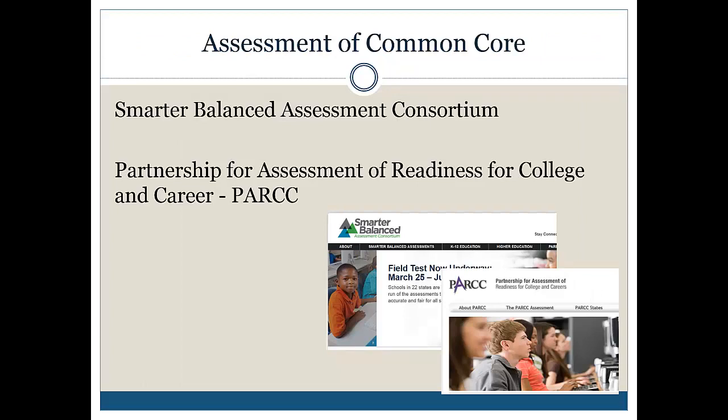Two tests have been developed for Common Core, including Smarter Balanced and Partnership for Assessment of Readiness for College and Career, or PARCC. Each test was developed with funding by the federal government, and states adopting Common Core are using one or the other of these tests.